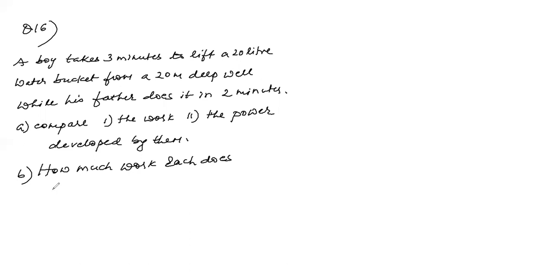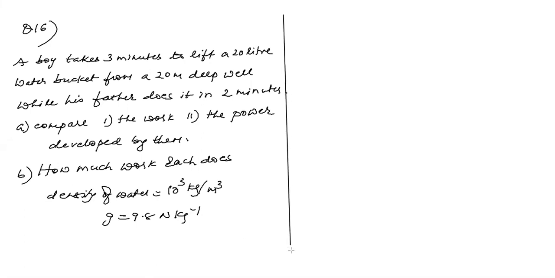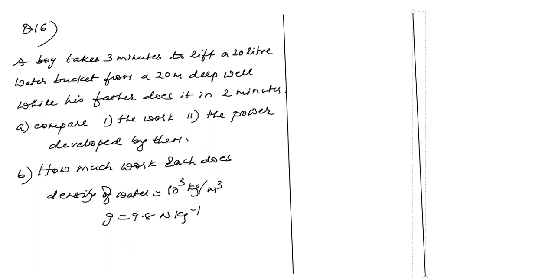Density of water is 10^3 kilogram per meter cube, and G is 9.8 Newton per kilogram. Okay, children, same type of question. Only thing, a boy takes 3 minutes to lift a 20-liter water bucket from a 20-meter deep well, while his father does it in 2 minutes.